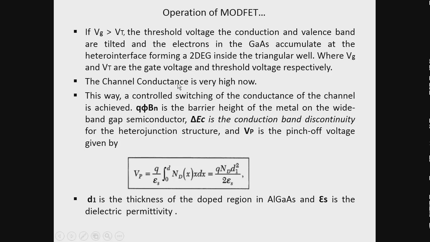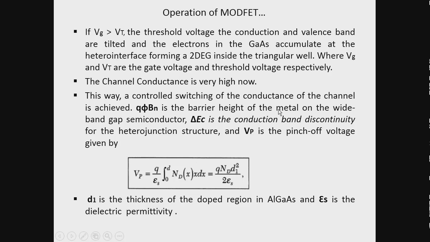At this particular condition of formation of a conducting channel at the interface, the channel conductance is very high, or an electron sheet is created between source and drain due to the application of gate voltage. This way, a controlled switching of the conductance of the channel is achieved.